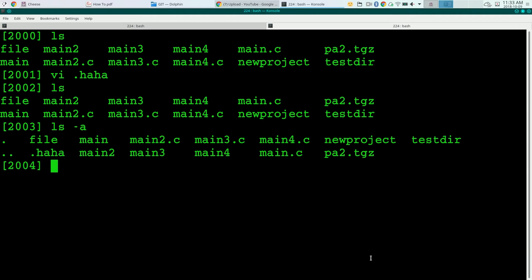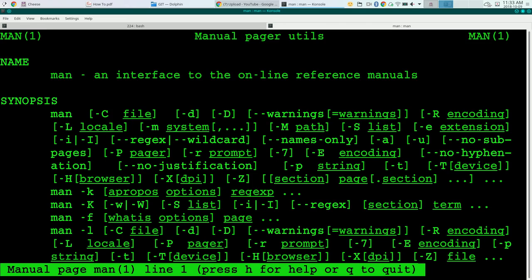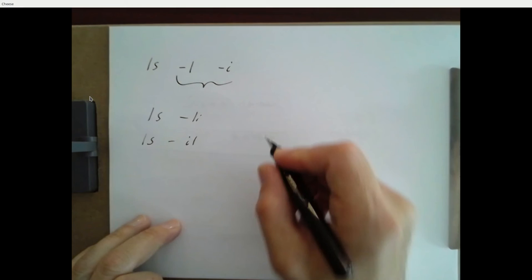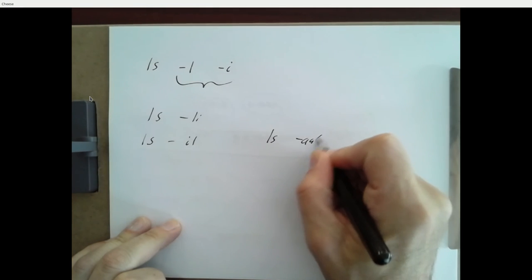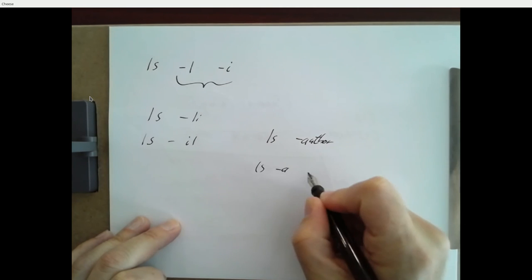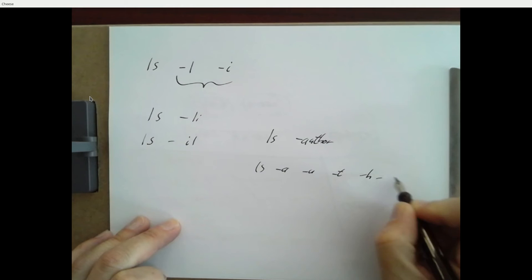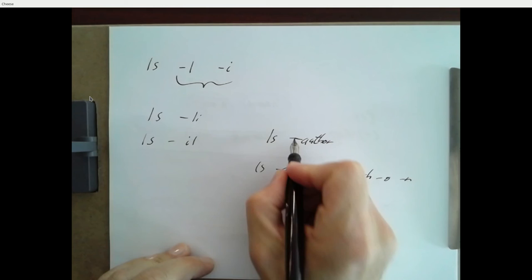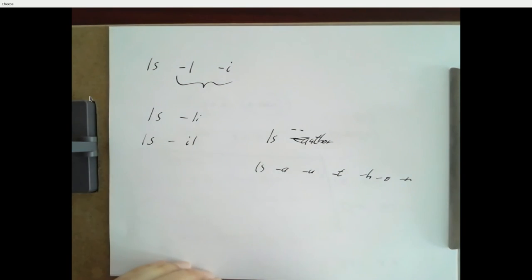But there's also switches that we put on, like dash dash author, which will show us the author of each file. So the problem is, if we say ls dash author, it might think this is ls dash a dash u dash t dash h dash o dash r. So another convention, if you have two dashes, dash dash author, then it doesn't mean it's a bunch of individual switches. This whole thing is a single switch.